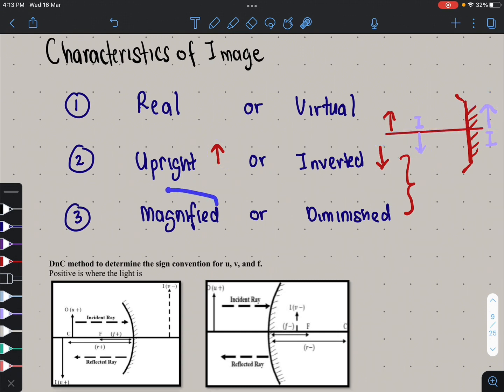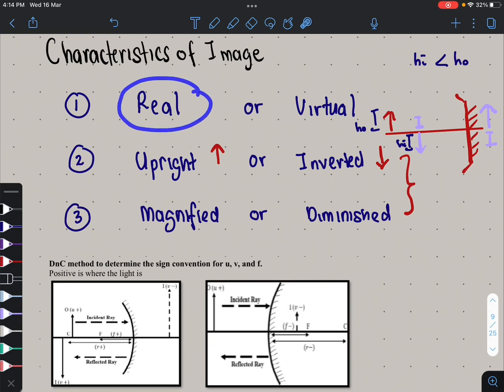Whereas untuk magnified dan juga diminish, kita tengok pada ketinggian objek dan juga image kita. This is your object height. Okay, and this is your image height. Kalaulah image kita, when you form the image, your image looks much more smaller than the object, maka kita panggil dia diminish, lebih kecil. Magnified, kita cakap bila lebih besar, the image is bigger than the object, maka kita panggil dia magnified.